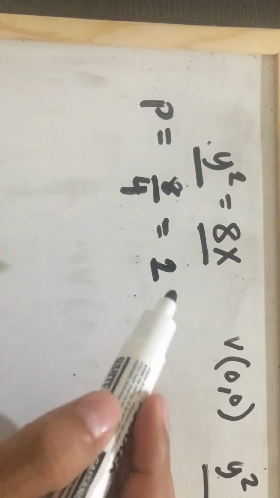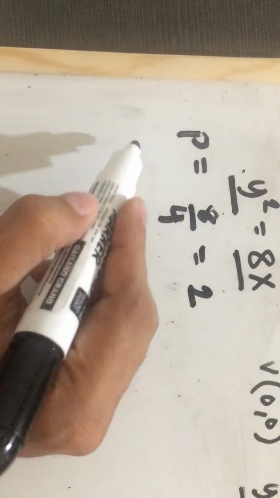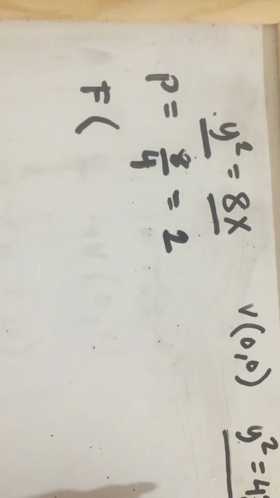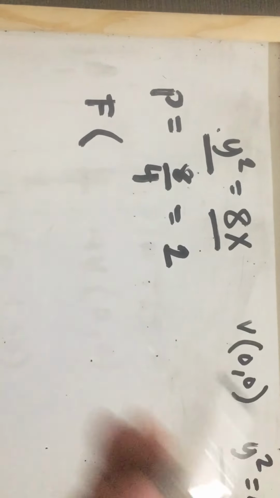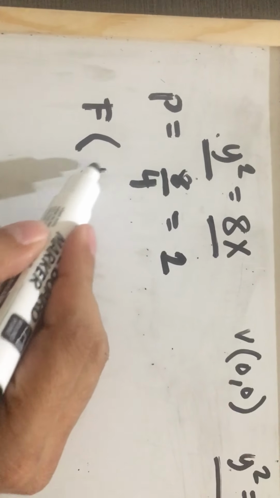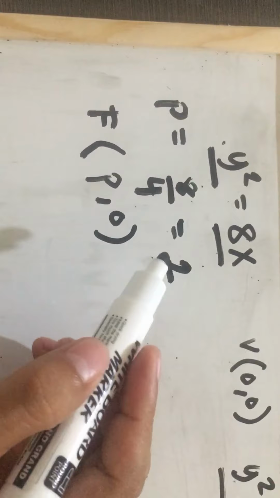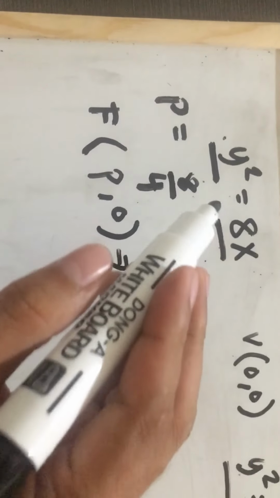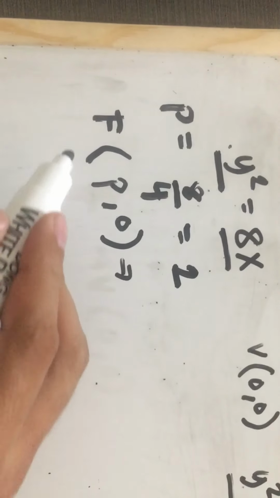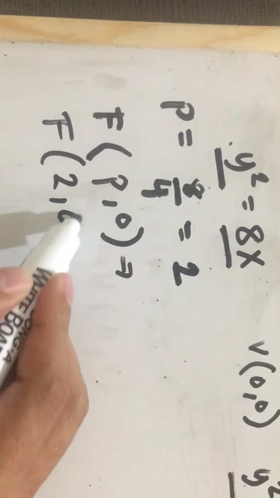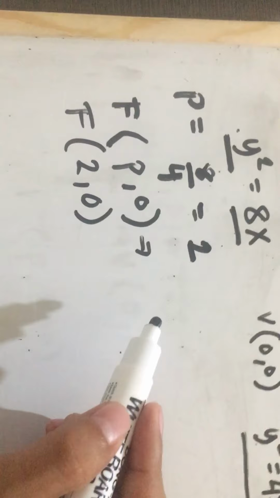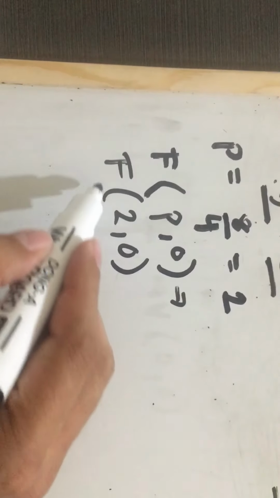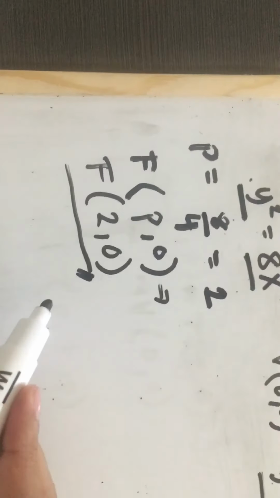This p here, we will use later on in finding first the focus. We all know that in y squared is equal to 4px, the focus is at (p, 0). So if your p is 2, the focus of y squared is equal to 8x is (2, 0). Our next step is to find the endpoints of the latus rectum.